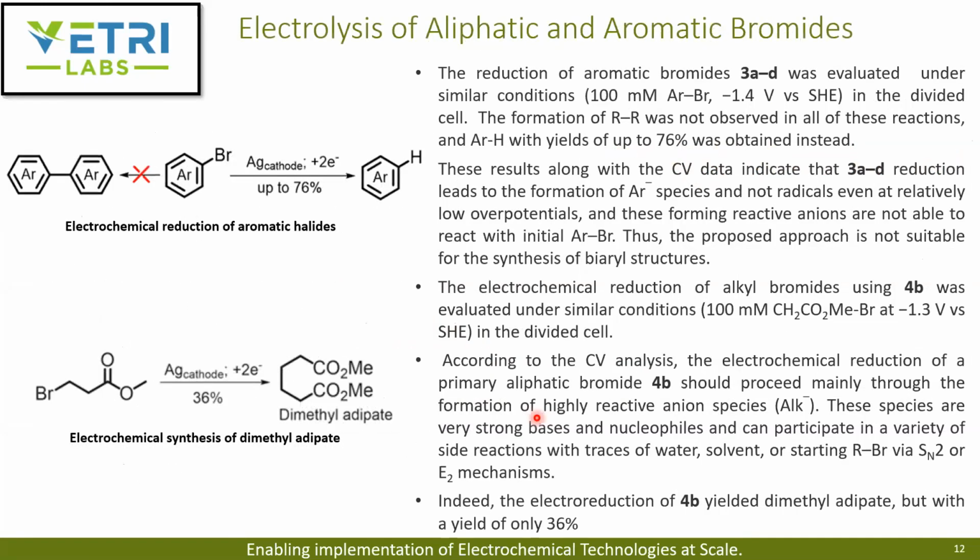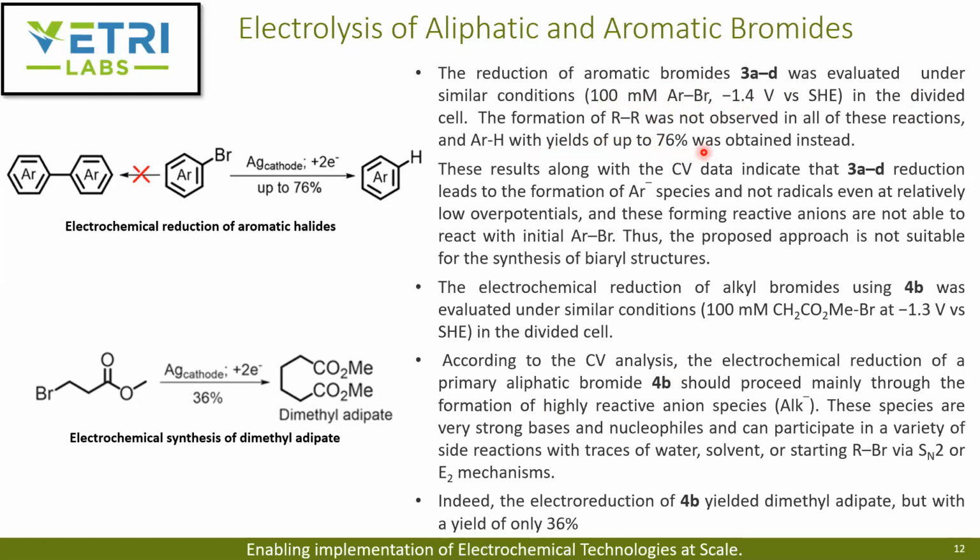Next is electrolysis of aliphatic and aromatic bromides. The reduction of aromatic bromides was evaluated under conditions similar to the benzylic bromides, with 100 millimolar concentration at a potential of about minus 1.4 volt in the divided cell. The formation of the dimer was not observed in all of the reactions, and only one had a yield of up to about 76%.